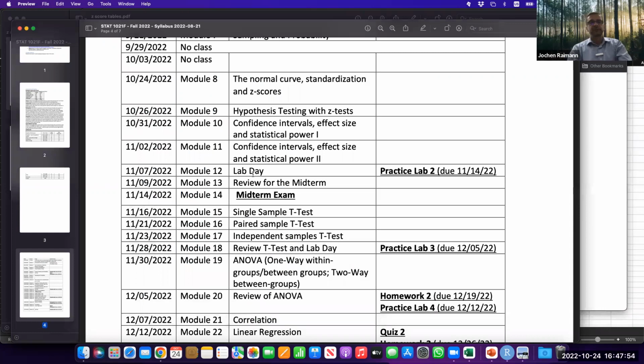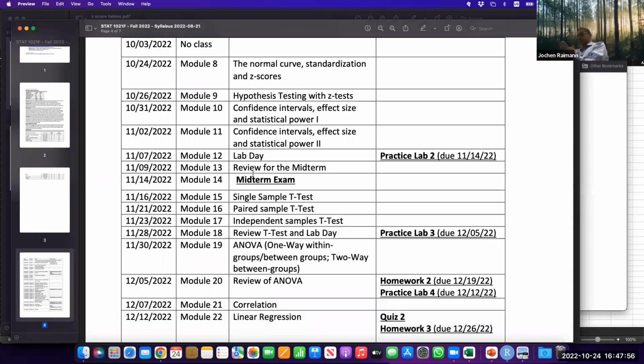All right, good. Okay, so today, as said, we go into normal curves and z-scores, and we're going to do then hypothesis testing with z-tests on Wednesday. This is going to be really where we're starting off. Then we have confidence intervals, effect size, and statistical power. I do this over 2 modules because it helps us to also review this, because this is very interconnected.